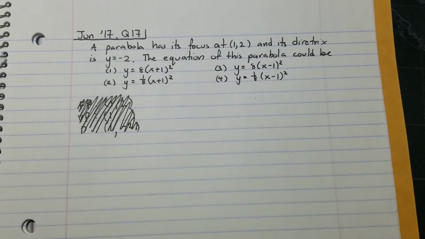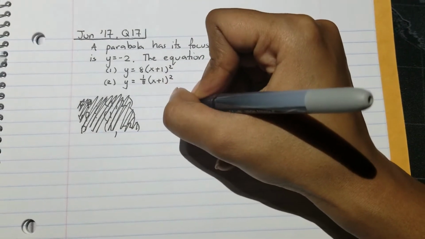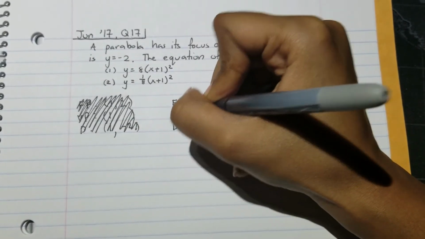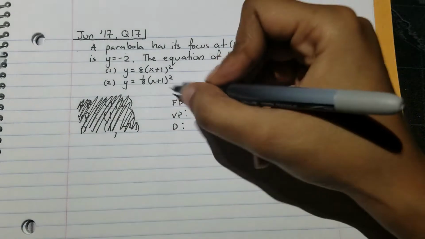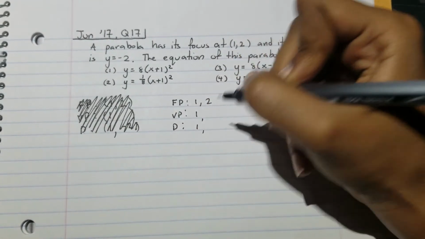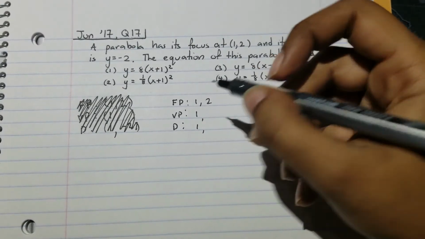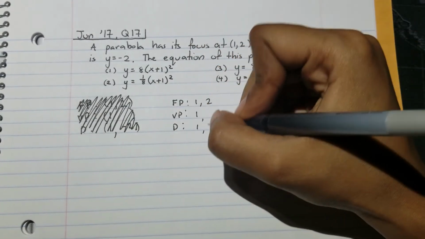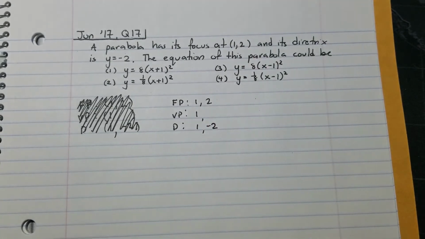So you want to start with the same setup as we did last time. We have focus point, vertex point, and directrix. Our focus point is (1, 2), so that means the x-coordinates for the others are going to be 1 as well. Our equation for the directrix is y equals -2, so we're going to leave that there.